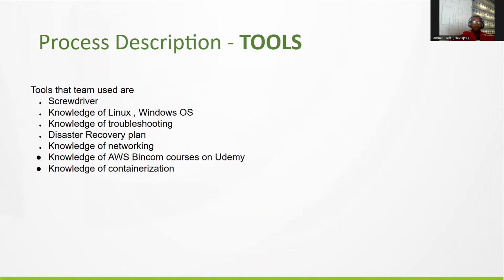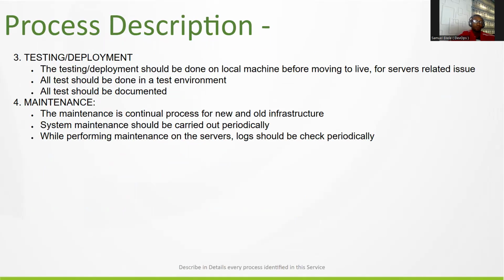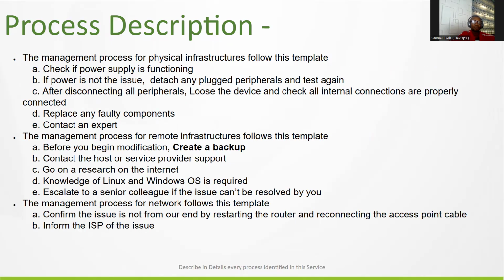For network management, for network-related issues, our process starts with confirming that the issue isn't from our end. We do this by restarting the router and reconnecting the access point cable. If the issue persists, we promptly escalate to the internet service provider for resolution. This quick diagnostic flow helps us save time, ensuring both internal staff and clients stay connected with minimal interruption.